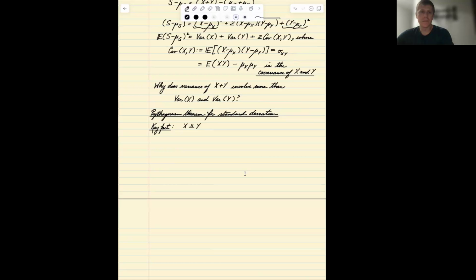is that if we have two random variables, x and y, that are independent, then covariance is 0. Terminology we use here is to say that x and y are uncorrelated.